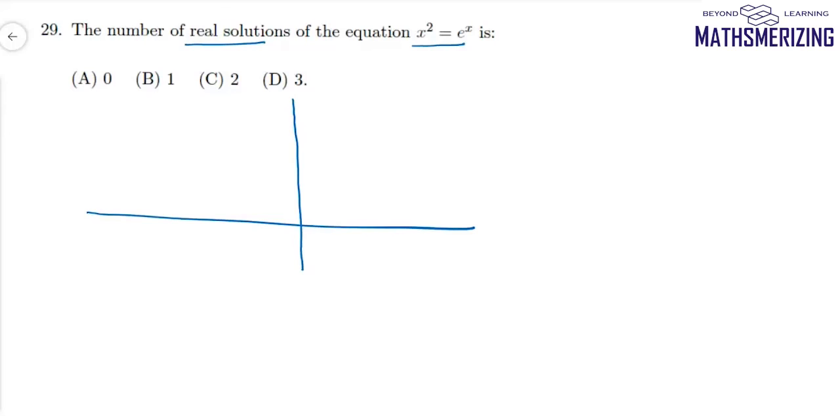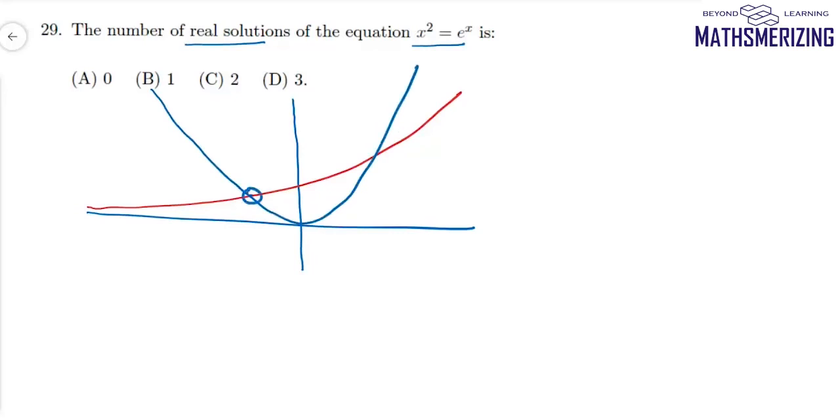Now a common mistake that a student can make in this question is, we generally draw this exponential function and then if we draw this x square, they may say these two graphs intersect at 2 points. So the number of solutions in this case is 2, which is completely wrong.